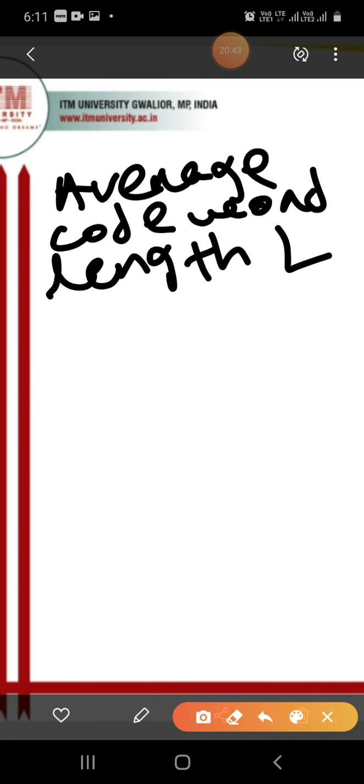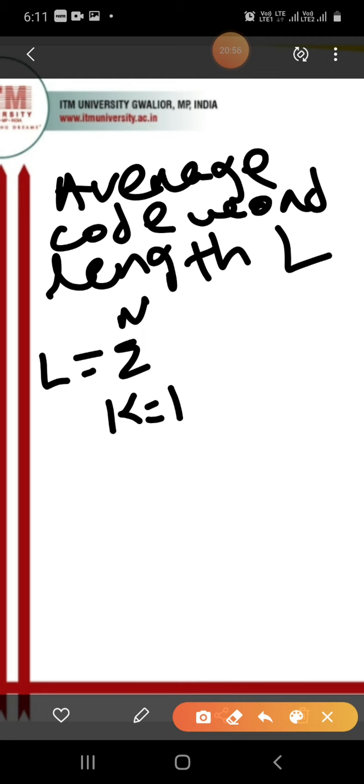What is that? That is L. So average code word length L can be written as the sum over k equal to 1 to M, capital M, of pk into the length of the message mk in bits.